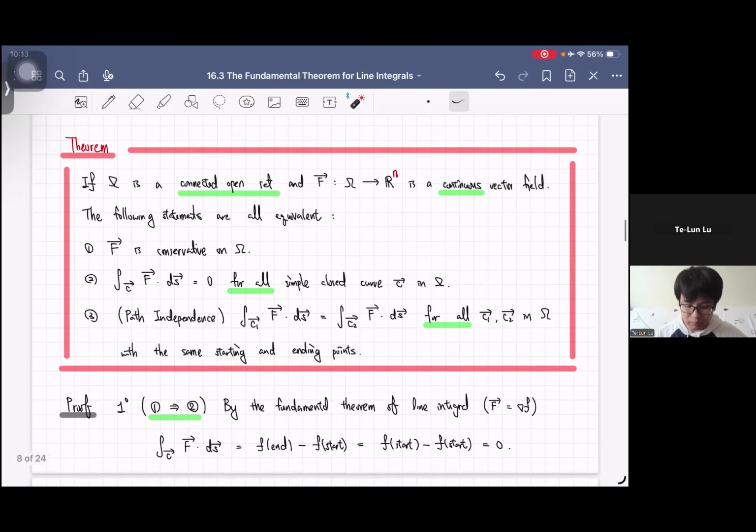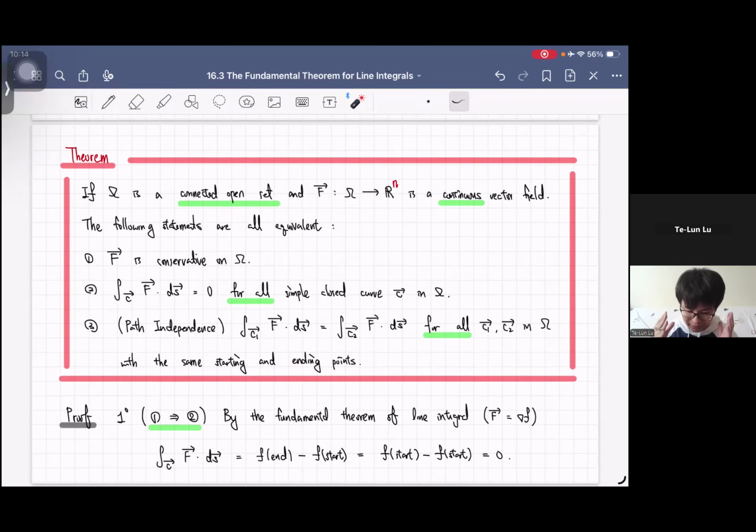Right, so again, try to encode this theorem in your brain. Basically, we're showing some equivalent formulations for conservativity. Conservativity itself is a kind of difficult condition to manage, because it says that there exists some function f so that the gradient of f is capital F. But this kind of statement is not really practical, because the existence does not really guarantee you anything.